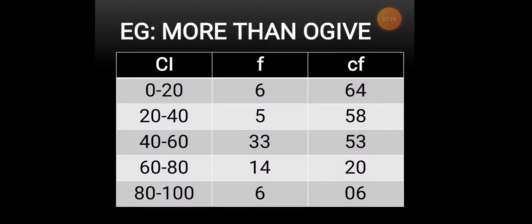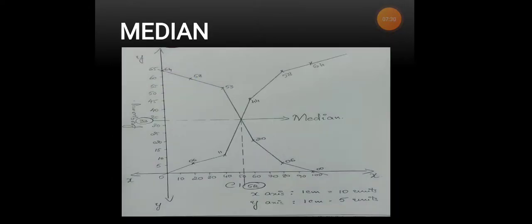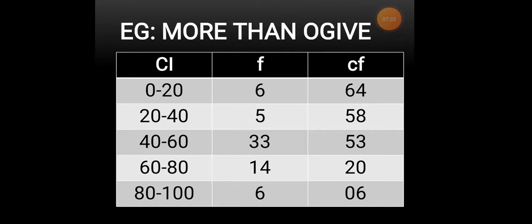Next thing, in the same way, is the more than ogive. In the less than ogive, we used to take into consideration the upper limit for the less than value. Here we will take into consideration the lower limit. So how are we supposed to do it? More than ogive, in the sense you take into consideration the highest value, from the low value to the highest value.